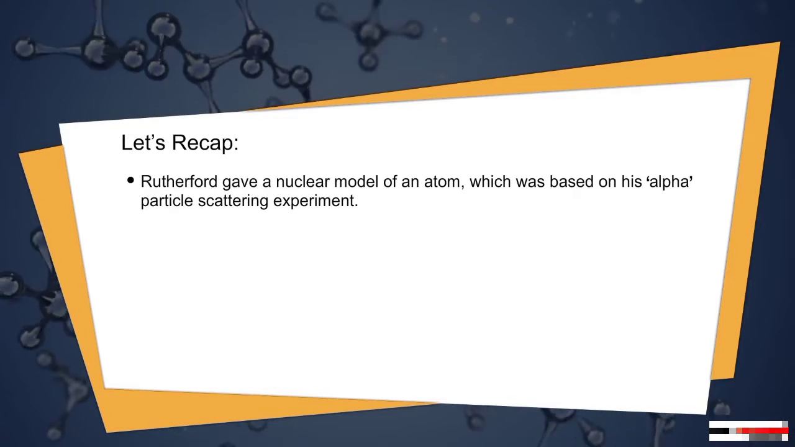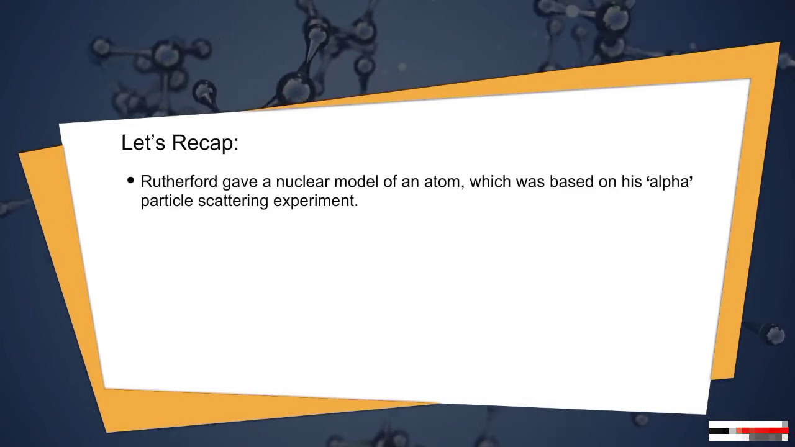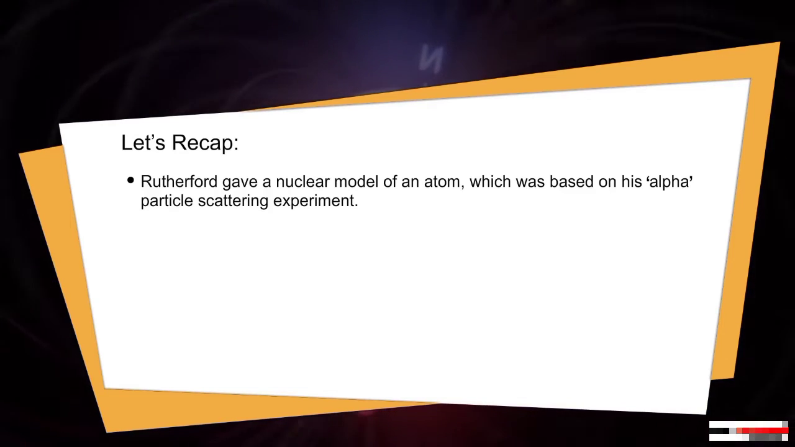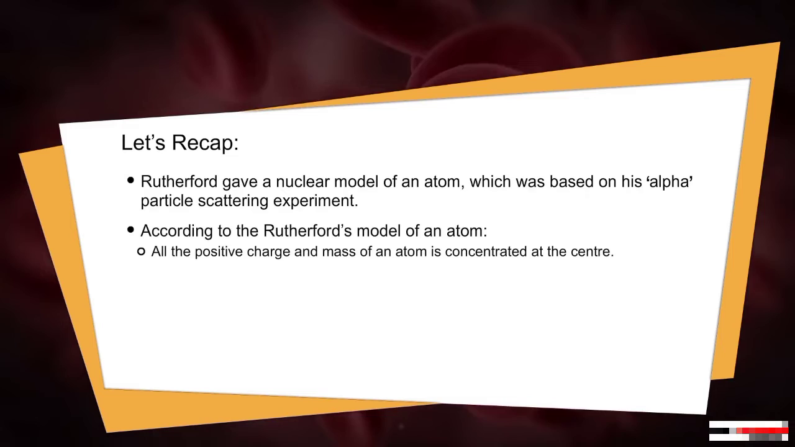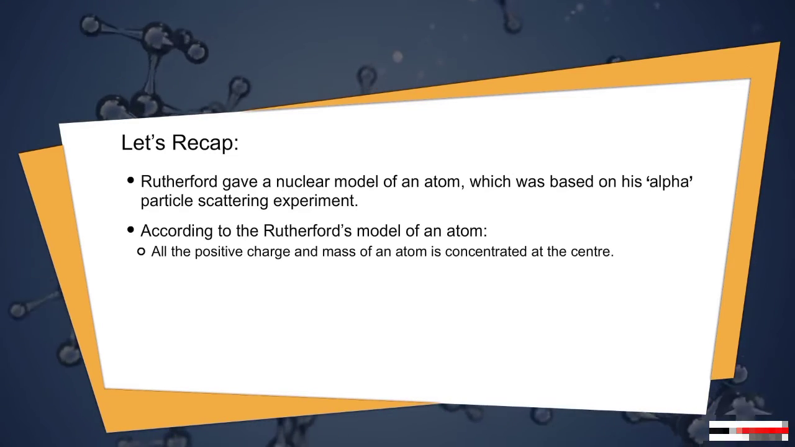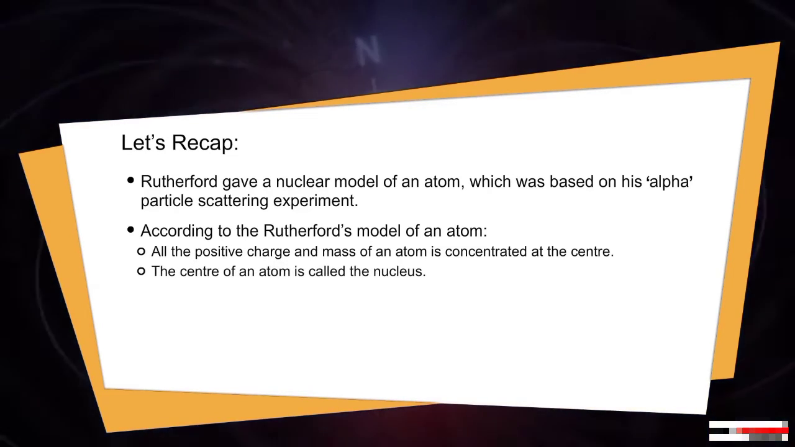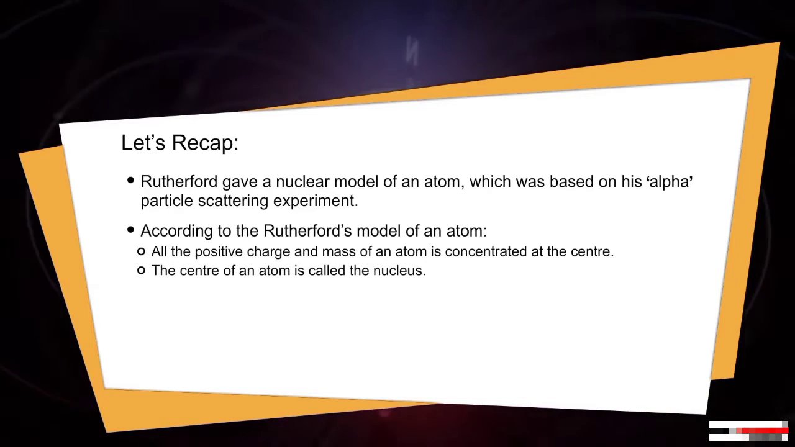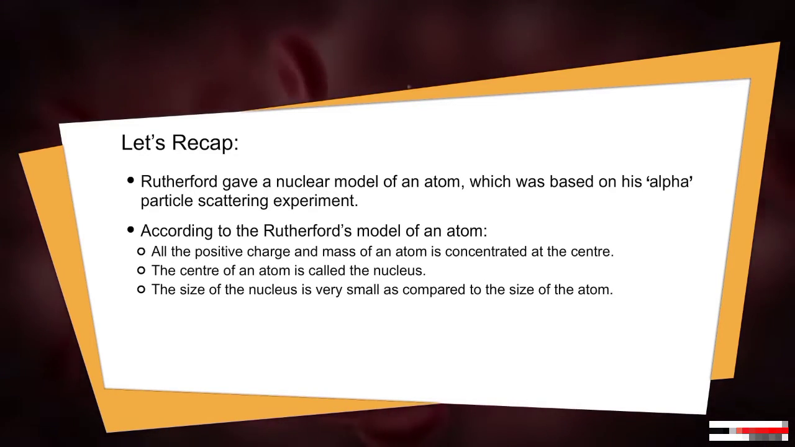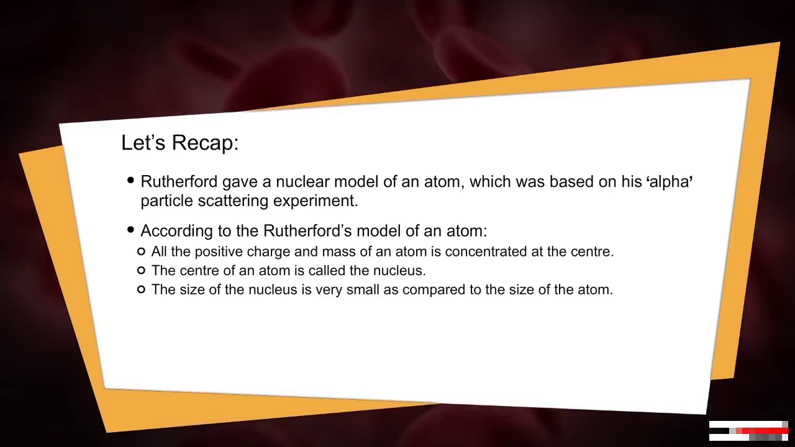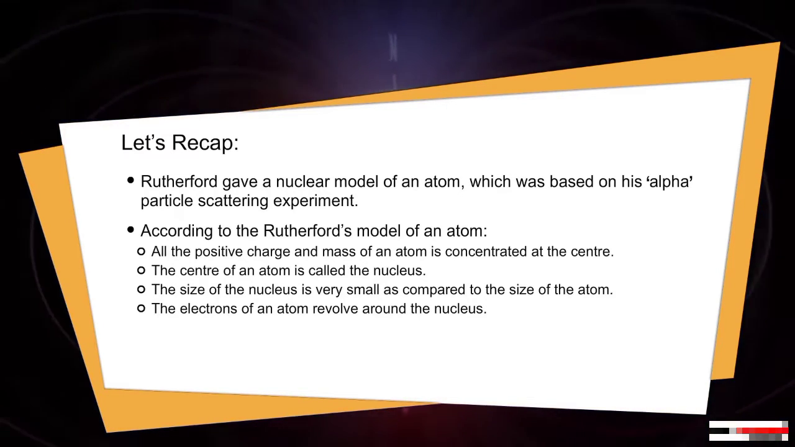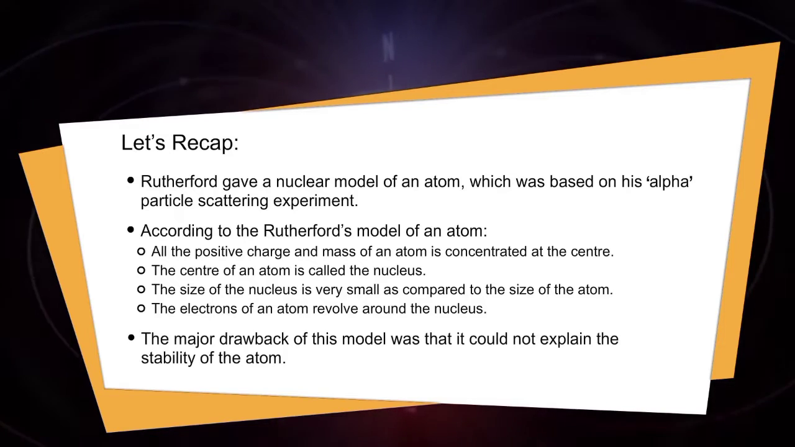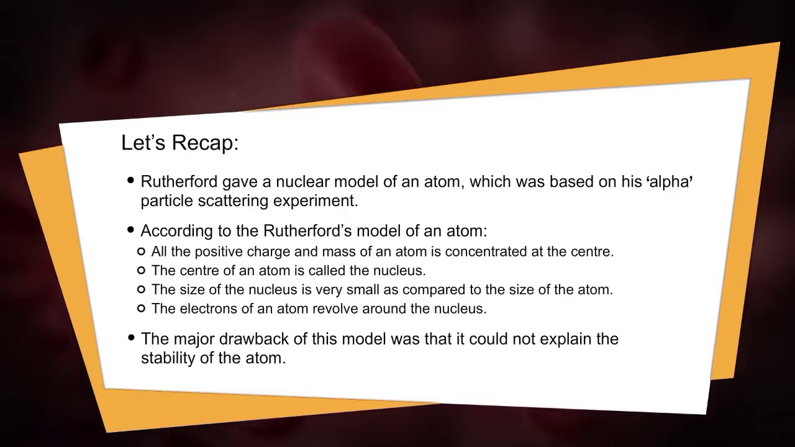Rutherford gave a nuclear model of an atom which was based on the alpha particle scattering experiment. According to Rutherford's model of an atom, all the positive charge and mass of an atom is concentrated at the center. The center of the atom is called the nucleus. The size of the nucleus is very small as compared to the size of an atom. The electrons of the atom revolve around the nucleus. The major drawback of this model was that it could not explain the stability of the atom.